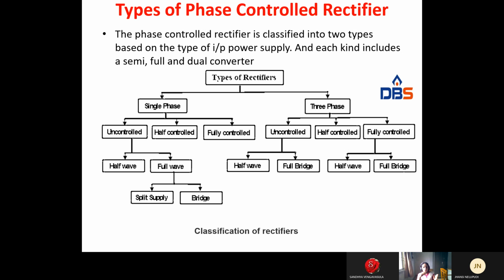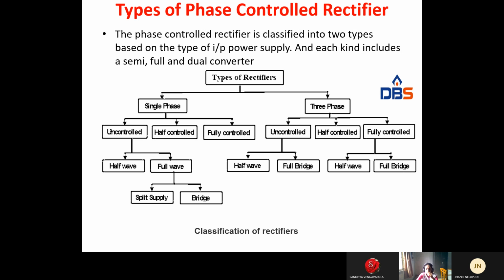Two types of classification will be there, that is single phase and three phase. In single phase we have uncontrolled rectifier, half controlled rectifier, and fully controlled rectifier. The uncontrolled rectifier is classified as half wave and full wave, and full wave is again divided into split supply and bridge supply. The three phase rectifiers are again classified into three types, that is uncontrolled, half controlled, and fully controlled rectifier. The uncontrolled rectifier is again classified into half wave and full wave bridge rectifier, and the fully controlled rectifier is again classified into half wave rectifier and full bridge rectifier.